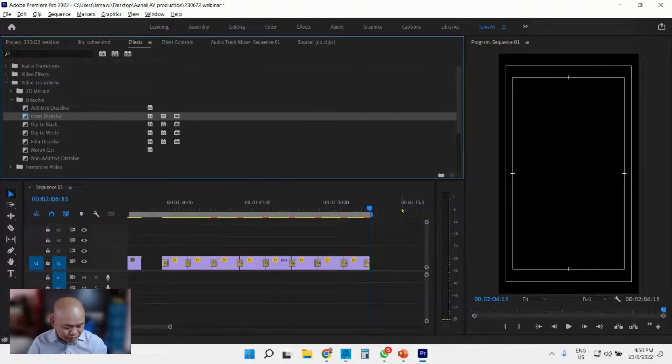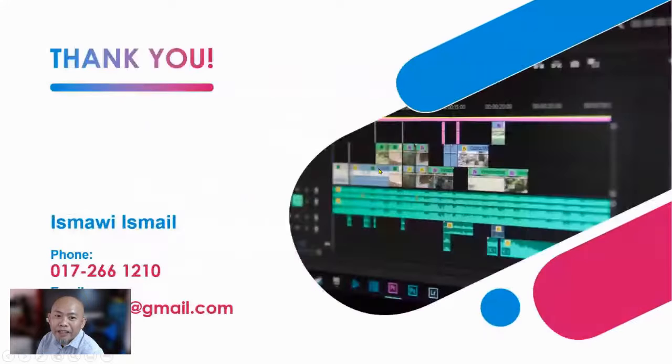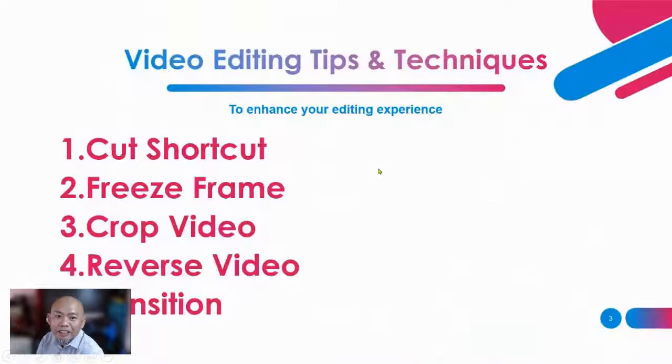So let's see again our slide. So kat situ kita ada apa? Habislah. Okay, kita sebelum habis, let's recheck again. So we have 5 tips and technique that I shared to you today. Okay, yang pertama, the first one, we have cut shortcut. Control K for Windows, Command K for Mac. And we have a freeze frame. Usually, we love to use freeze frame because we can bring it to graphic, we can edit. We can add more graphic, we can add more text.